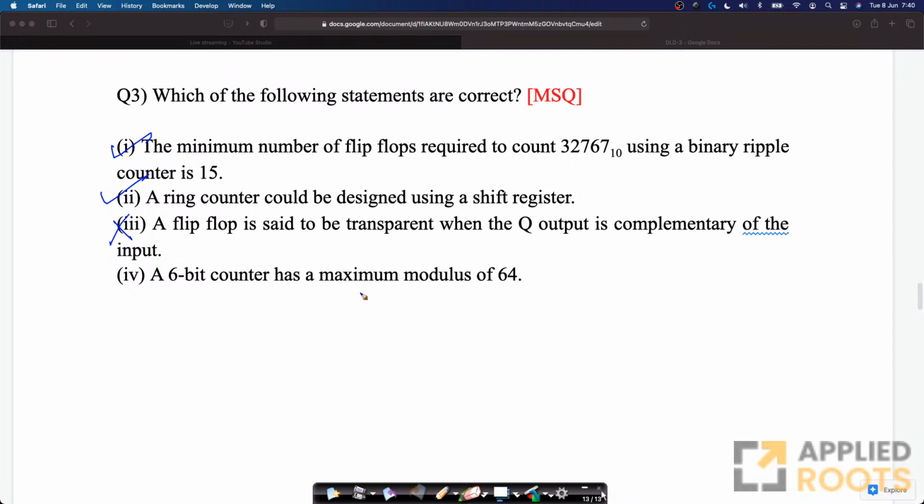The 6-bit counter has a maximum modulus of 64. Yes, because 2 power 6 is 64. Using 6 flip-flops, you can create a counter with mod 2 power 6, which is 64. Simple. So 4 is right. Most of you got it right. Fairly simple problem. It's an easy problem. It could be considered medium in GATE, primarily because this is an MSQ.